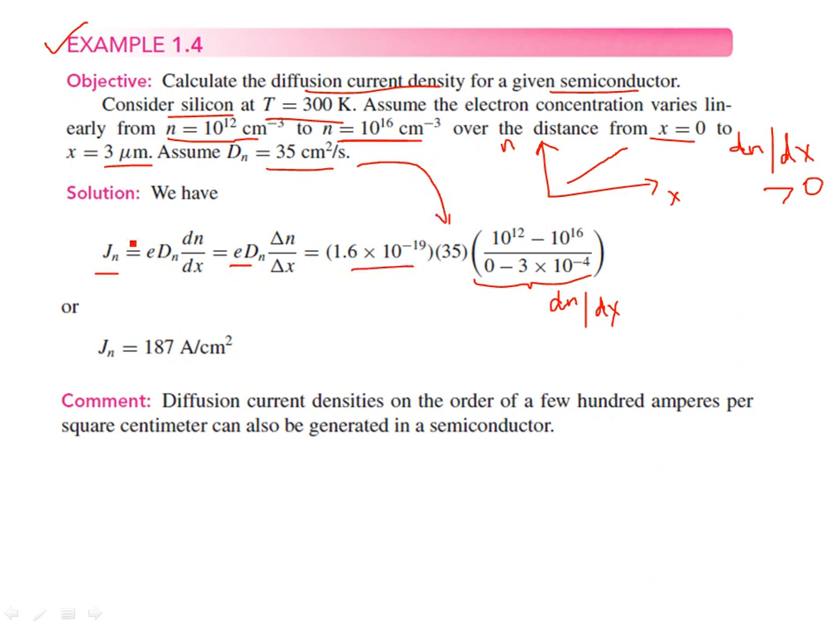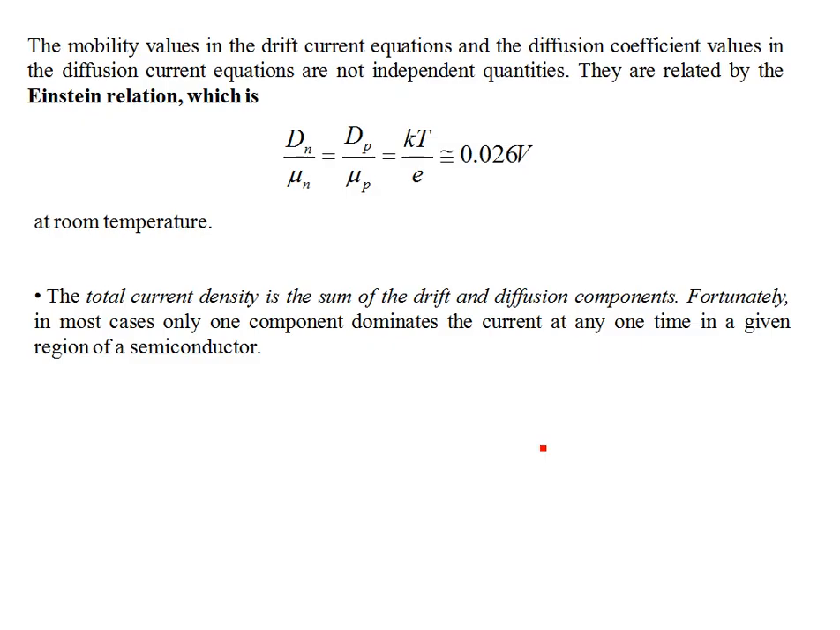Okay, and this is going to give you the current density, which is on the order of a few hundred amps per centimeter squared. This density is respectable, which means that diffusion current density is on the order of a few hundred amps per square centimeter. They can also be generated in a semiconductor besides drift currents. Okay, so the mobility values in the drift current equations and the diffusion coefficient values in the diffusion current equations are not independent quantities, right?